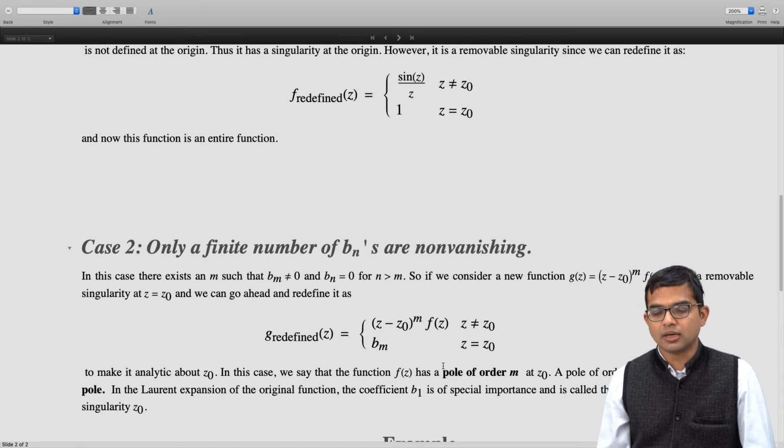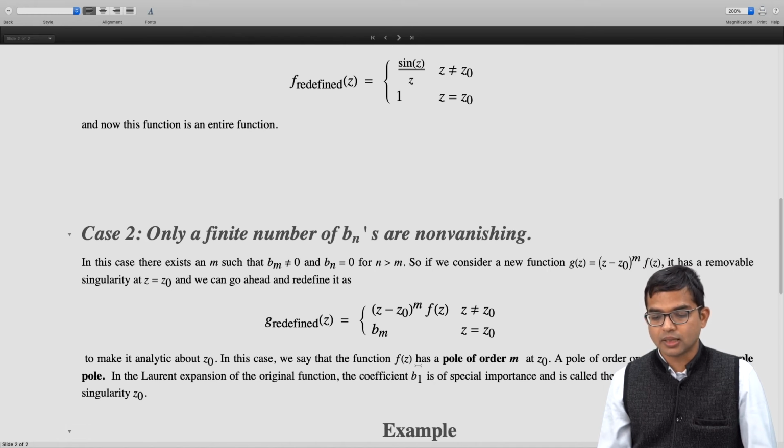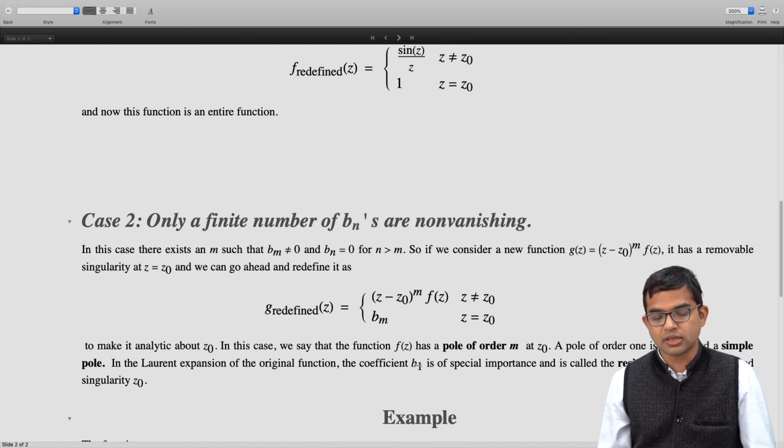Now, this is true in general, right? It does not have to be a pole. It's an isolated singularity, but when you have a pole of order m, there is a way to compute this residue with some ease. So let's look at an example.